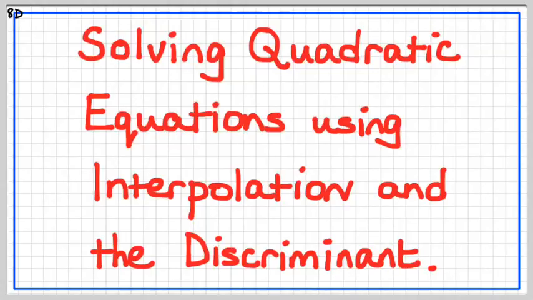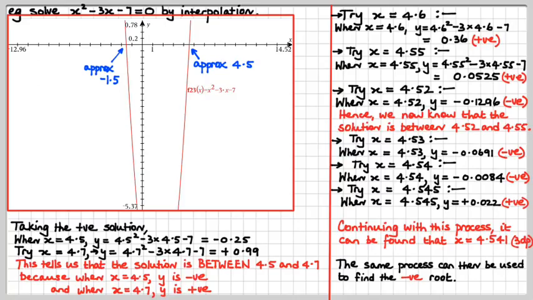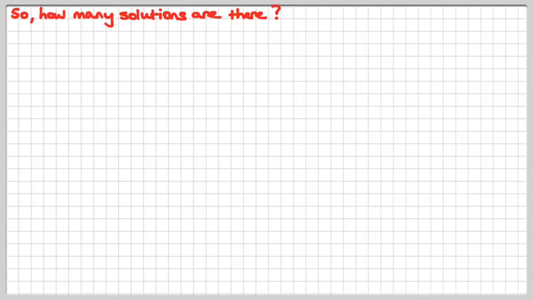Alright guys, now we're solving quadratic equations using interpolation, and in this segment we're going to meet Mr. Discriminant, and he's a very, very nice man to know in the land of the quadratic. So I'll just fast forward through the slides which I dealt with for interpolation, and then we'll just go straight into Mr. Discriminant. So the question we want to have the answer for is, how many solutions are there?